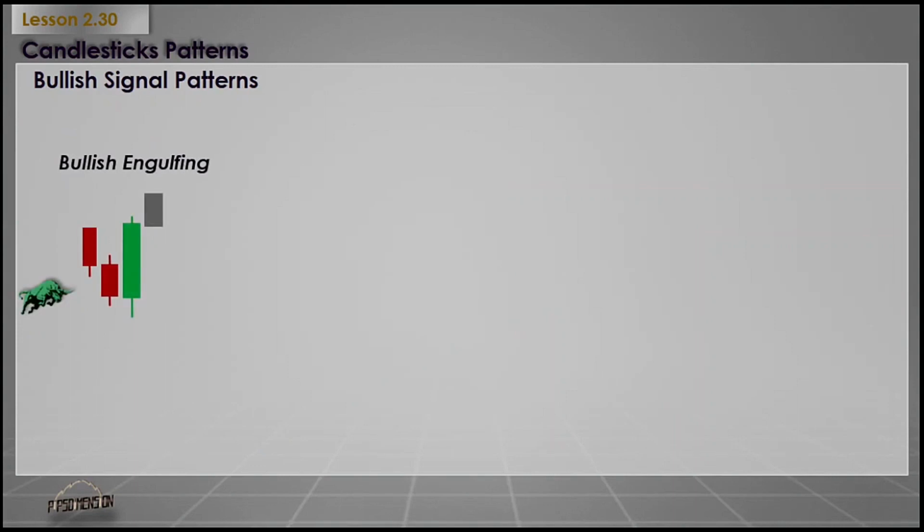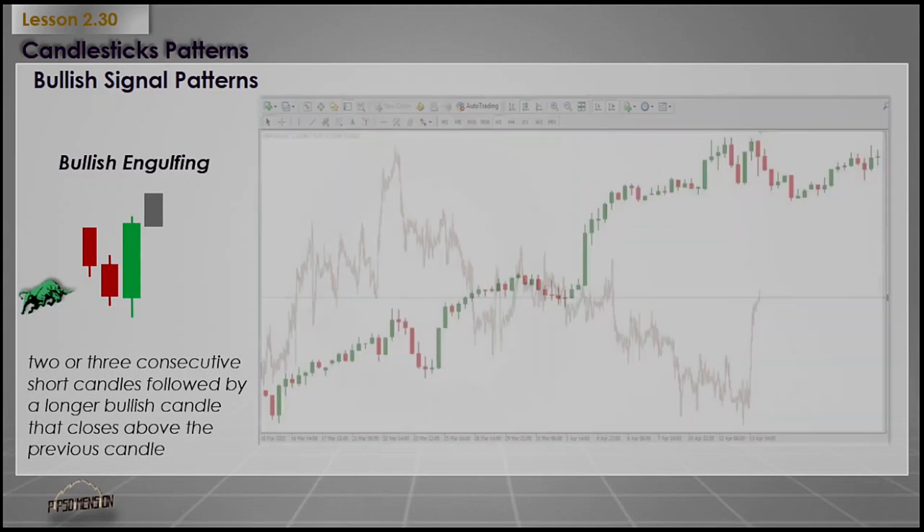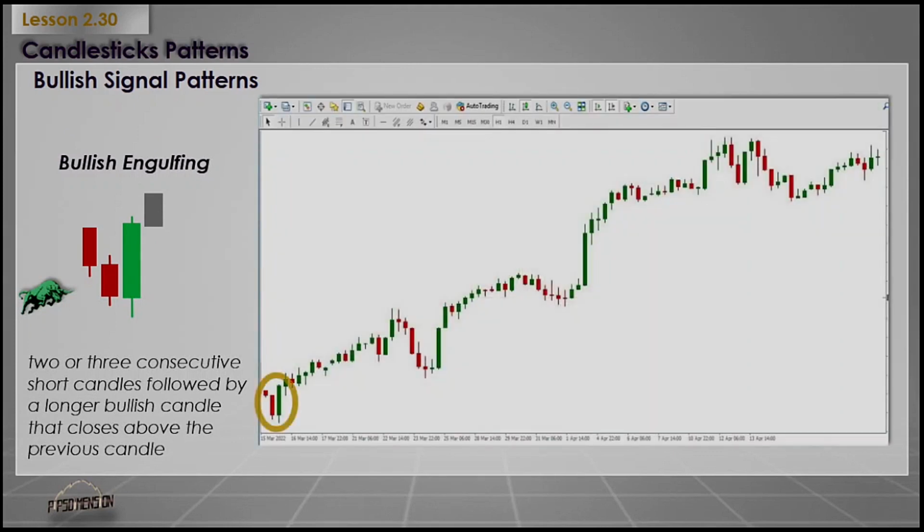The bullish engulfing candlestick pattern. This pattern is characterized by 2 or 3 consecutive short candles, and it is followed by one long bullish candle that closes above the last 2 or 3 short candles. This is an indication for an uptrend, especially when the next candle closes above the bullish candle.